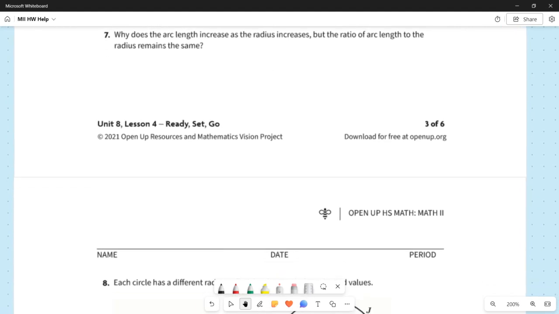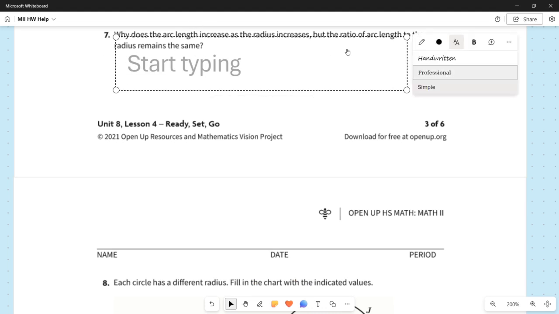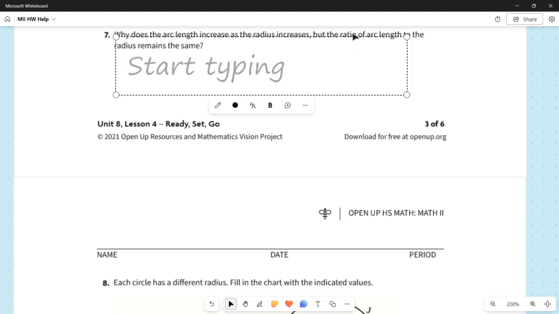Question 7 says, why does the arc length increase as the radius increases, but the ratio of arc length to the radius remains the same? So we can type out our answer here. What I'm going to write here is probably a little bit extra. I don't think you're going to have to write everything that I say here, but as long as at least part of what I write here makes sense, I think you're probably in a good spot.